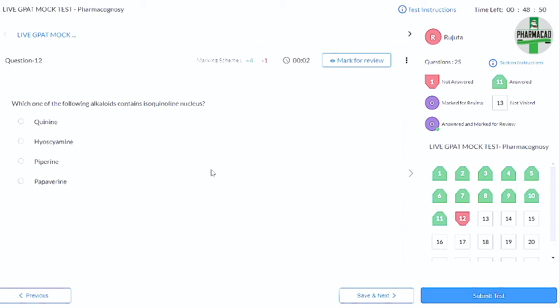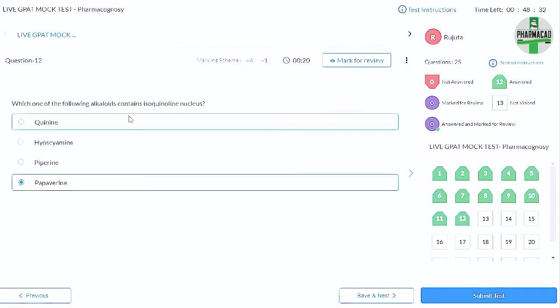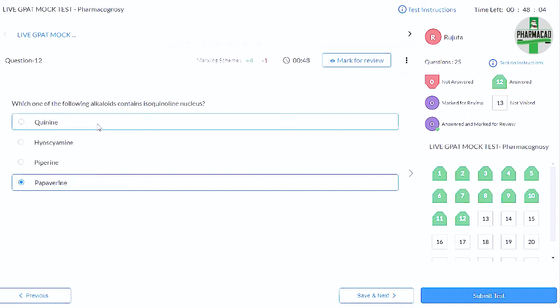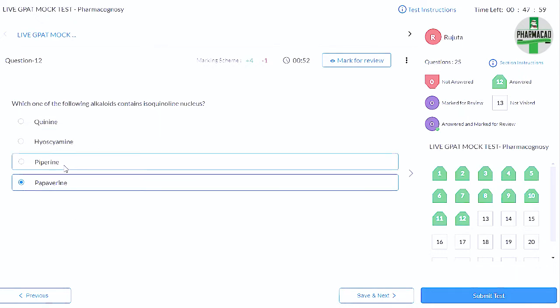Which one of the following alkaloids contains an isoquinoline nucleus? Papaverine. Then I would ask, which nucleus does quinine contain? Quinoline. Hyoscyamine is tropane. Piperine has a different ring and comes under miscellaneous alkaloids. So quinine we know is quinoline, hyoscyamine is tropane, so the option here is papaverine, which is isoquinoline.